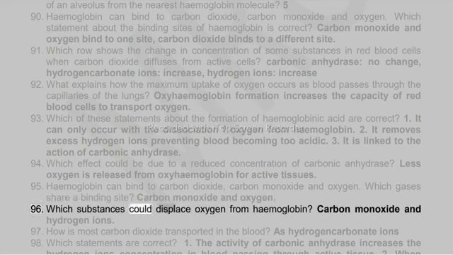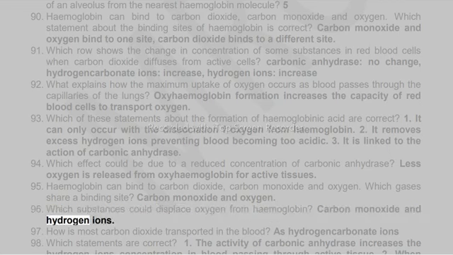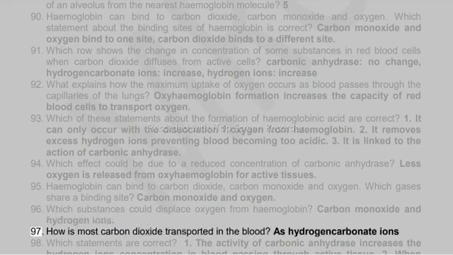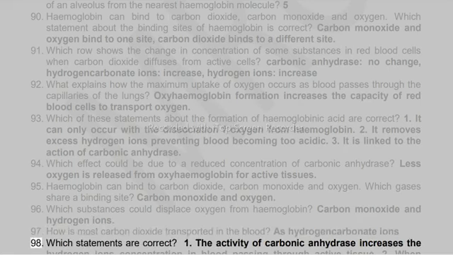96. Which substances could displace oxygen from hemoglobin? Carbon monoxide and hydrogen ions. 97. How is most carbon dioxide transported in the blood? As hydrogen carbonate ions.